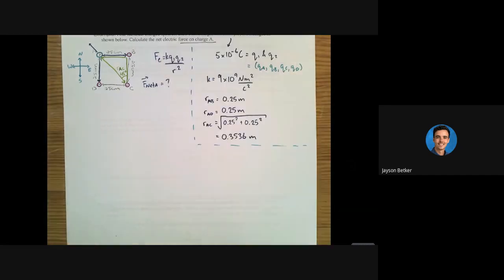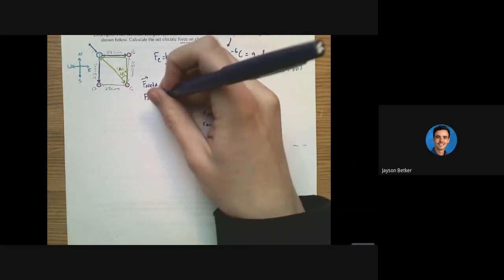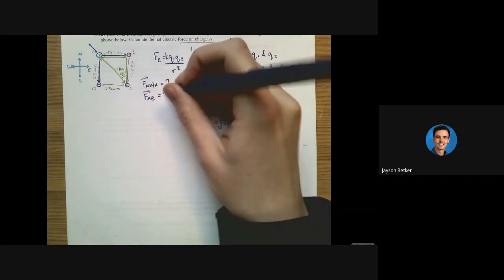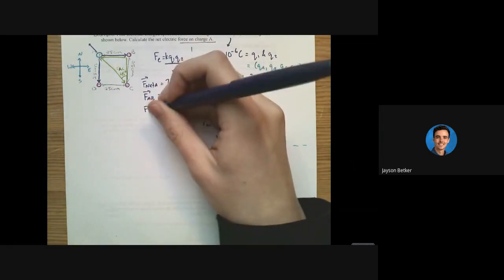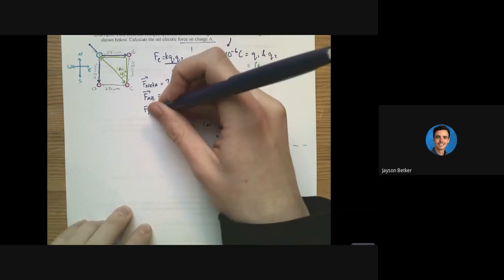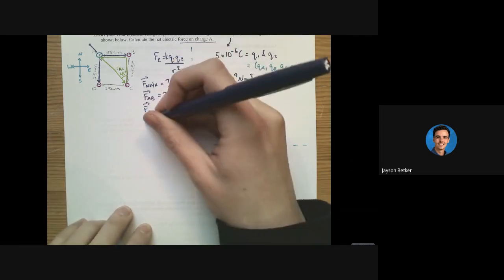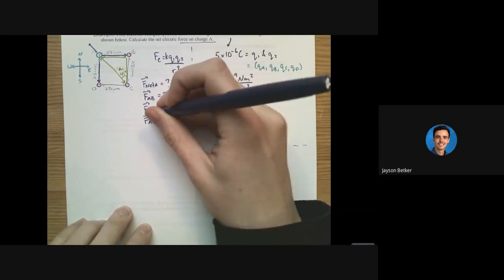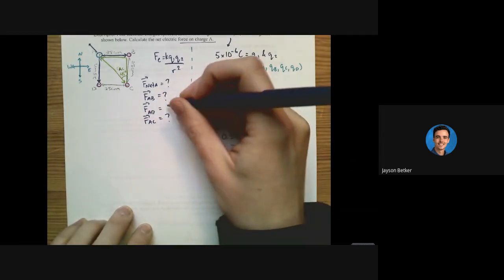And it's going to be a vector. That means that we need to find FAB, the force of B on A. We need to find the force of C on A and the force of D on A. So we need to find FAB, FAD, and FAC. Hopefully I've left myself enough room here.